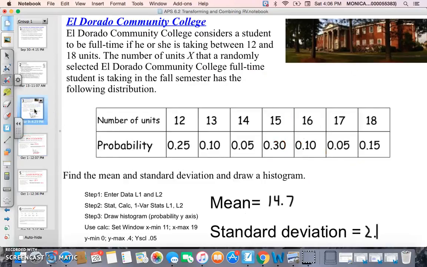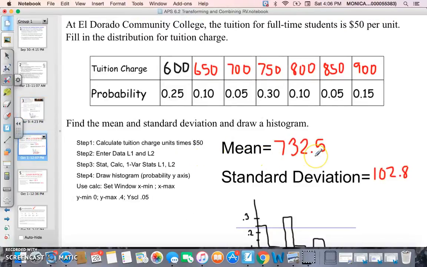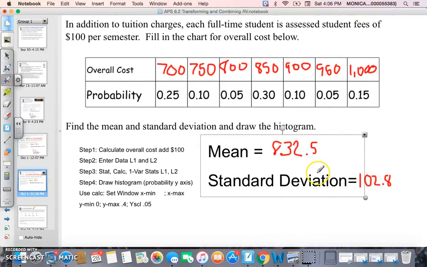Now, if you look at the original example, what you should notice is that the mean in example number 2, and please remember the numbers aren't going to be exact because I did round to 14.7. I didn't use the exact number. But if you take 14.7 here and multiply it by 50, you should get about 732.5. And if you then multiply it by 50 and add 100, you end up at 832.5.